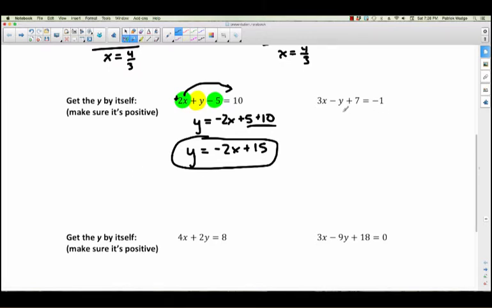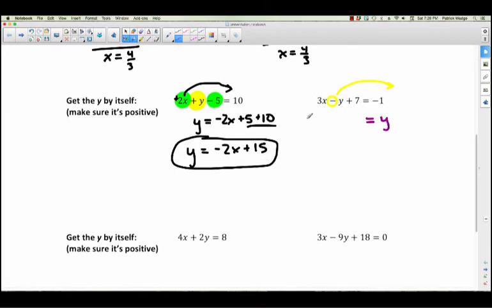Alright, let's do another one. Remember, we want to get the y by itself, and we want to make sure it's positive. Now look, if I look at this y, I can see it's not actually positive. It's negative. So what might be a really smart move here? Why don't we take the y and move the y to the other side? Why is that smart? Because if we move the y to the other side, it won't be negative anymore, it'll be positive. So you will have y on this side.